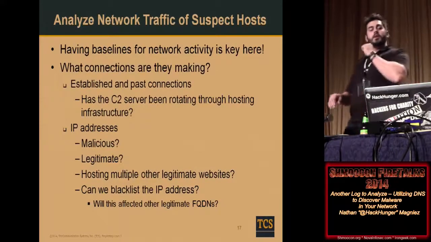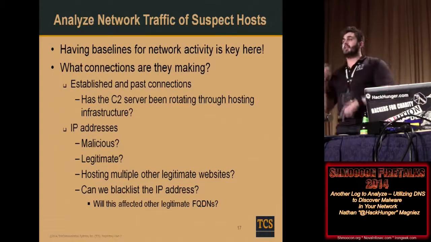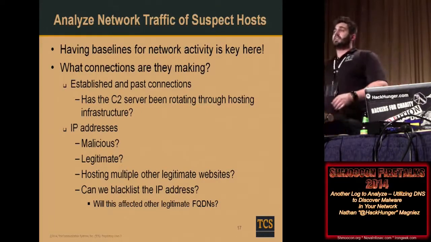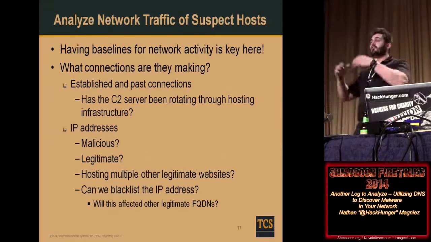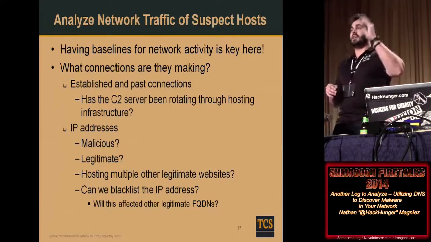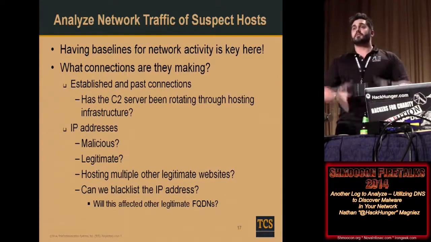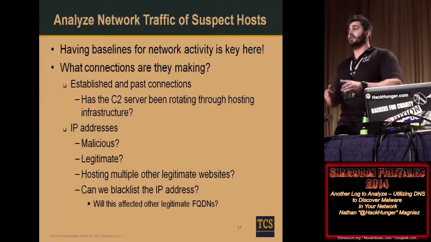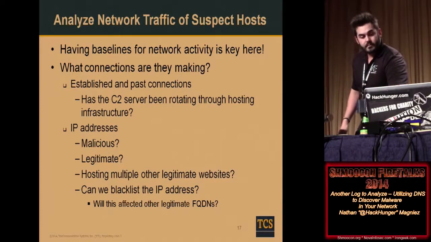Has the C2 server been rotating through hosting infrastructure? So is it doing fast flux DNS, dynamic DNS, stuff like that? The IP address in question, where it's connecting out to ultimately, is it an IP address that's a server farm hosting legitimate websites? Is it hosting a legitimate website that has a business case that my users need to connect to? I can't block that IP address because I need my users to get out to that IP address for a legitimate business, so I can't just do that. So we need to set up some sort of black hole for that.